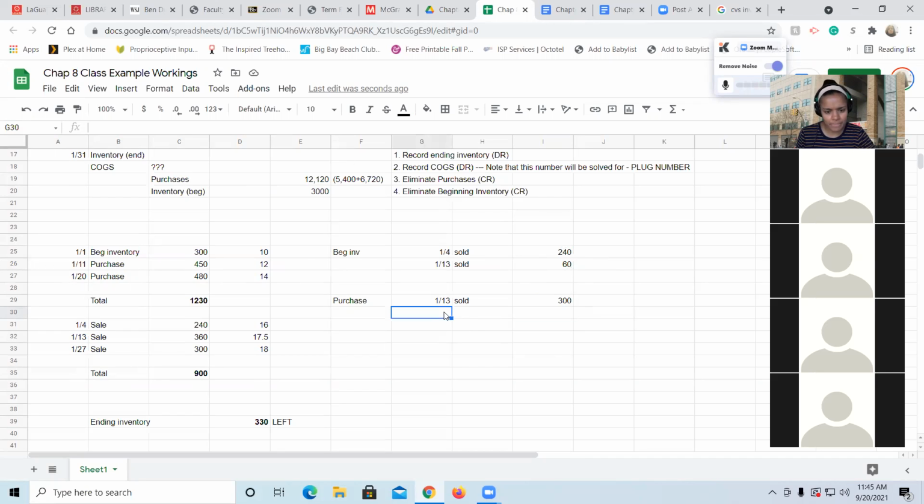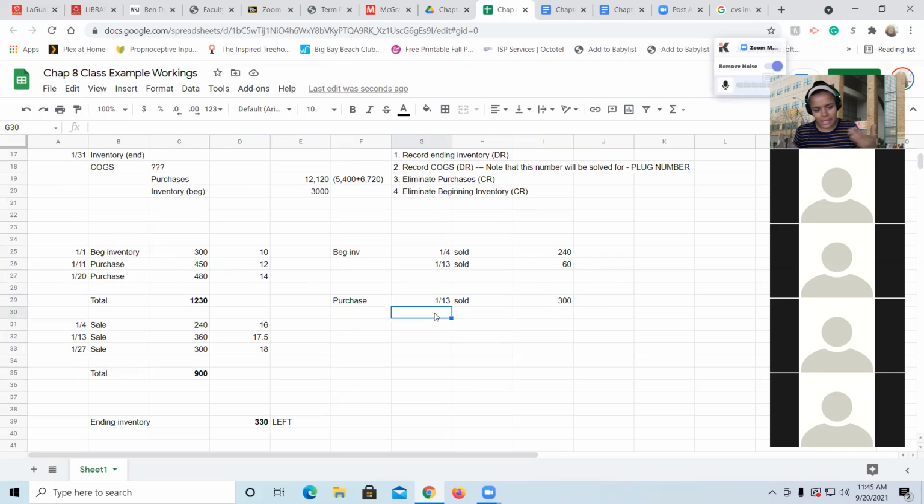So the 60 is coming from beginning inventory. Yeah, because you're saying I sold 240 on this day, so there's the 240. On this day, I sold 360. So 60 must come from the 300, and the other 300 is coming from the purchase that is 450. Okay, understand, Professor. Thank you.